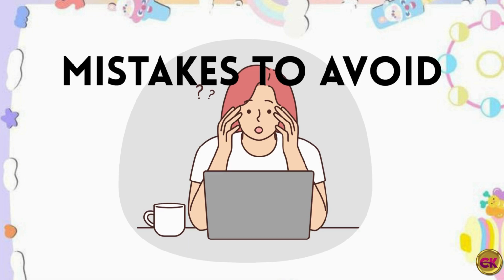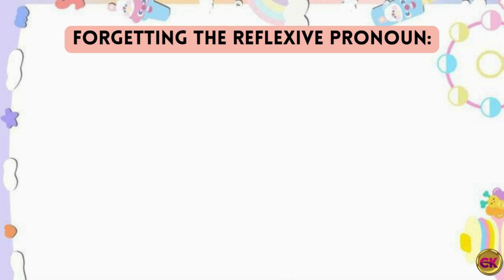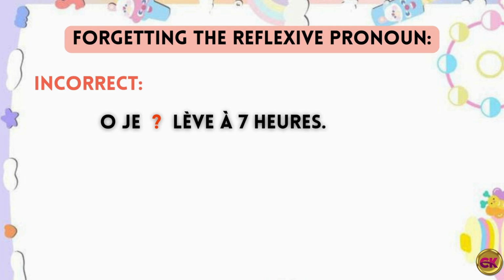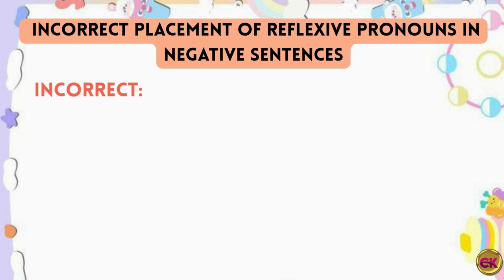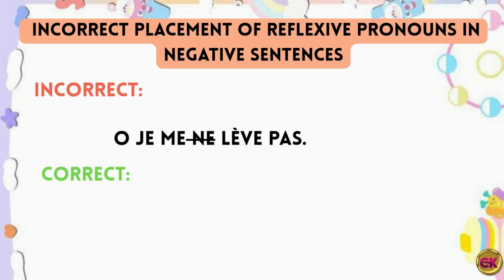Mistakes to avoid while using reflexive verbs. Forgetting the reflexive pronoun. It is incorrect to write je lève à 7 heures without the reflexive pronoun. The correct form should be je me lève à 7 heures. Incorrect placement of reflexive pronouns in negative sentences. It is incorrect to write je me ne lève pas. The correct form should be je ne me lève pas.